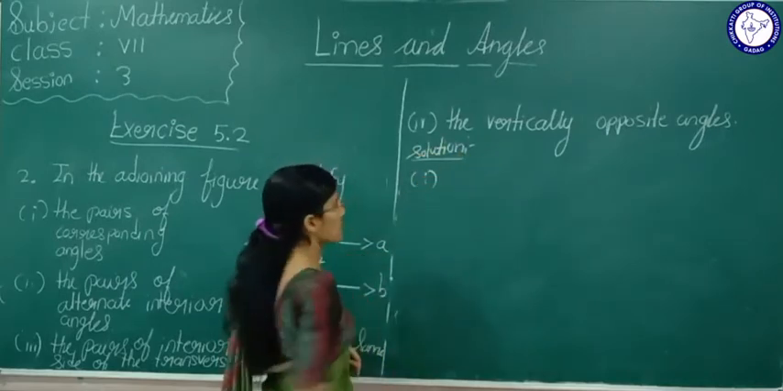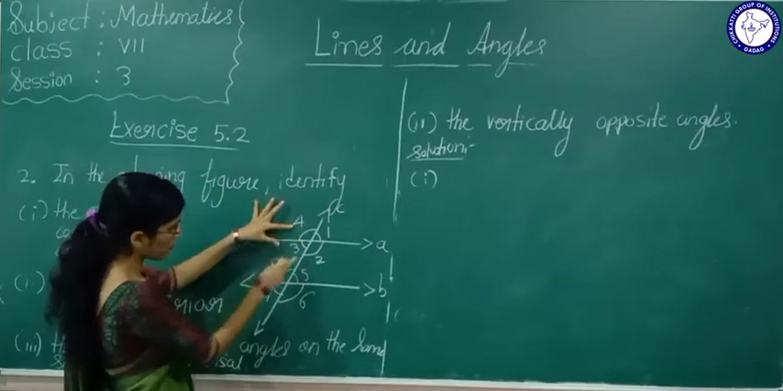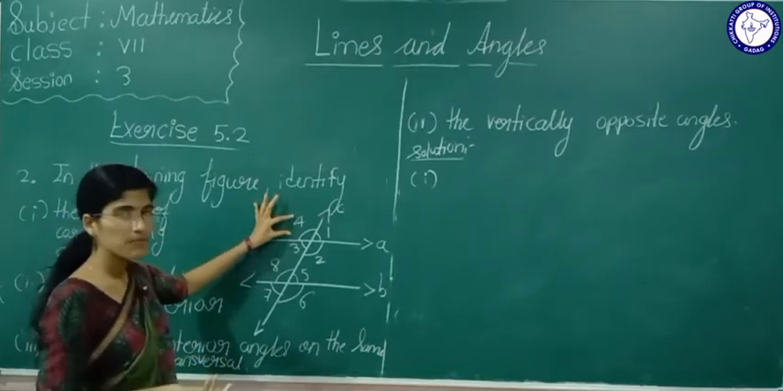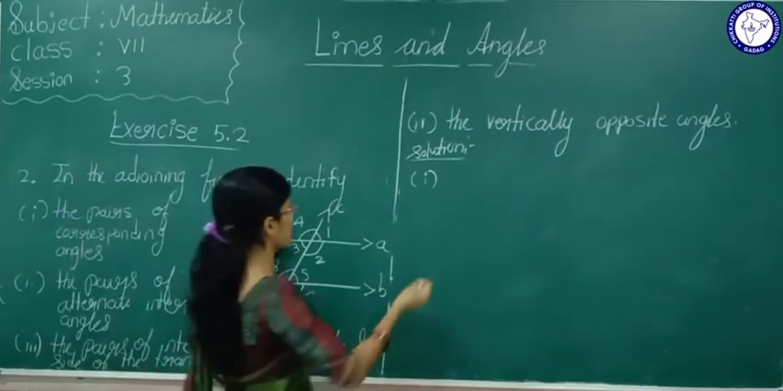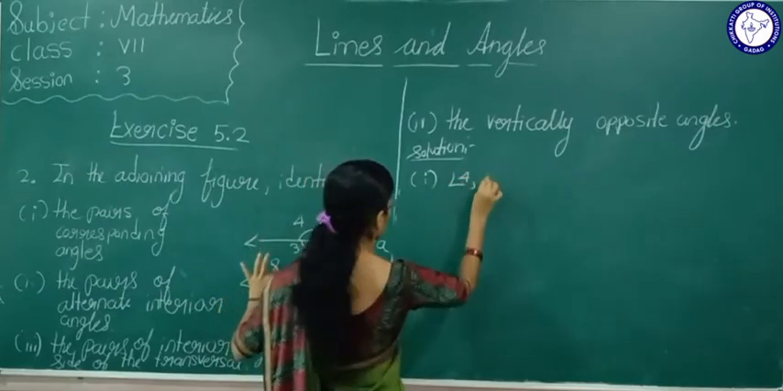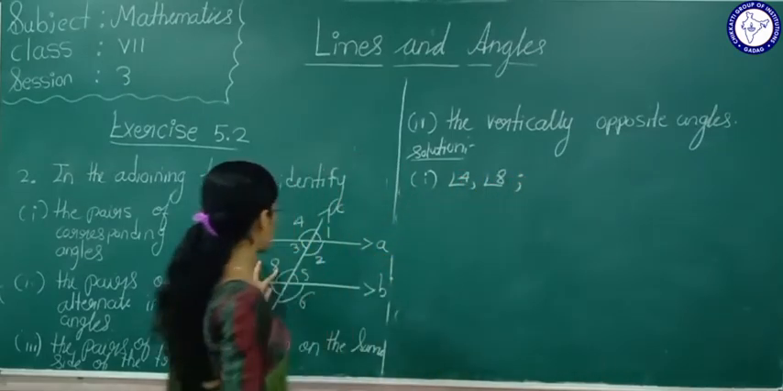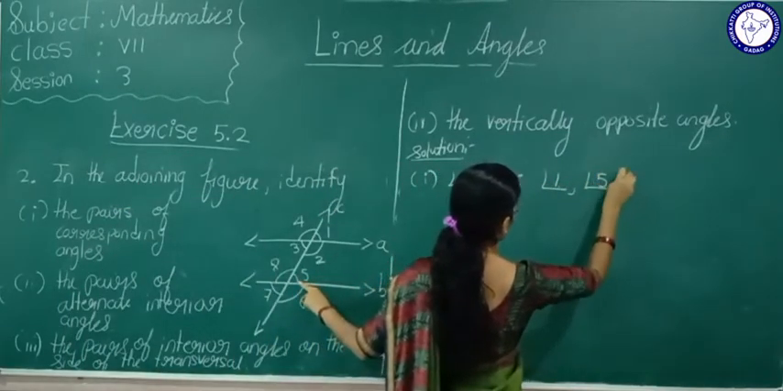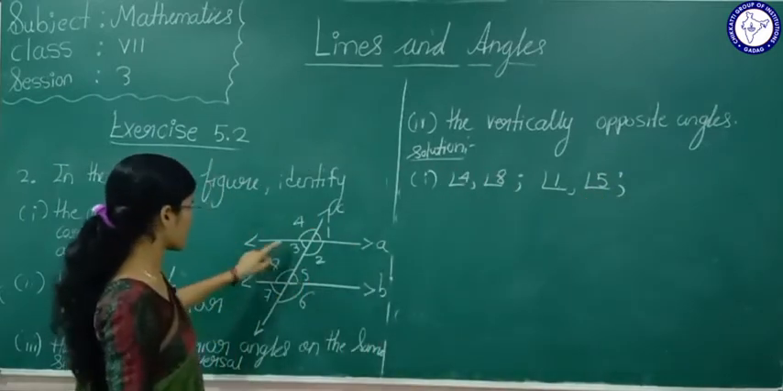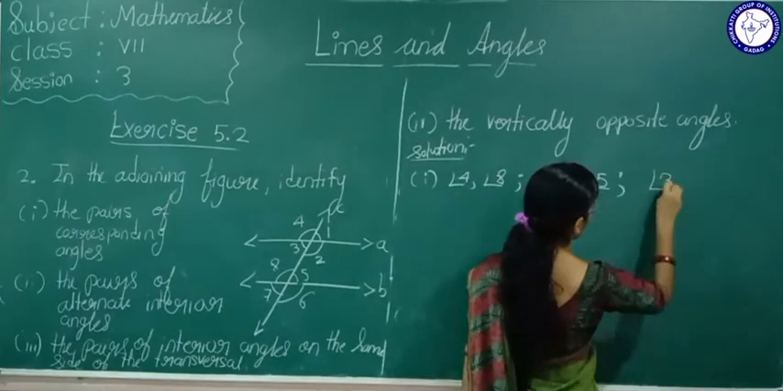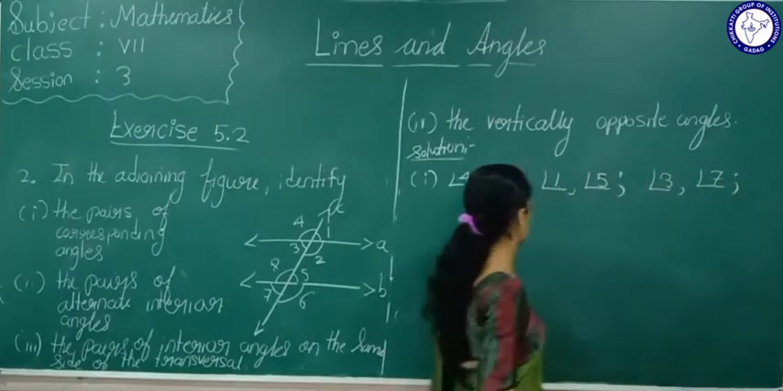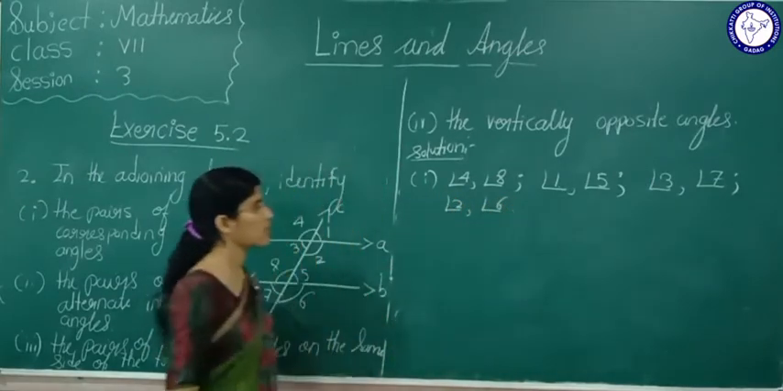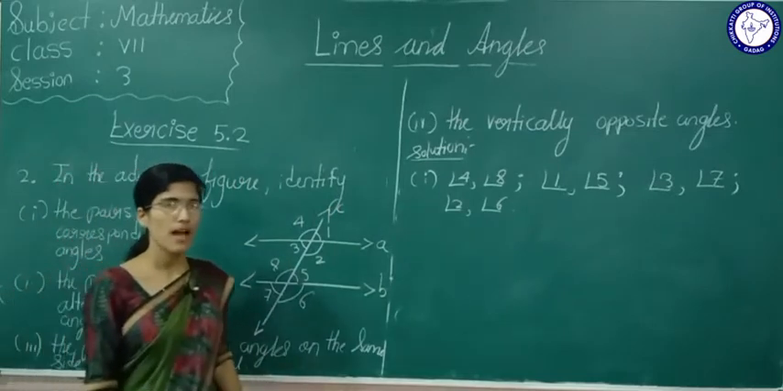First one. Which are the pairs of corresponding angles? Angle 4, angle 8. For corresponding angles, I told you that one should be exterior and one should be interior, right? Angle 4, angle 8. Angle 1, angle 5. Angle 3, angle 7. Angle 2, angle 6. These are the pairs of corresponding angles.